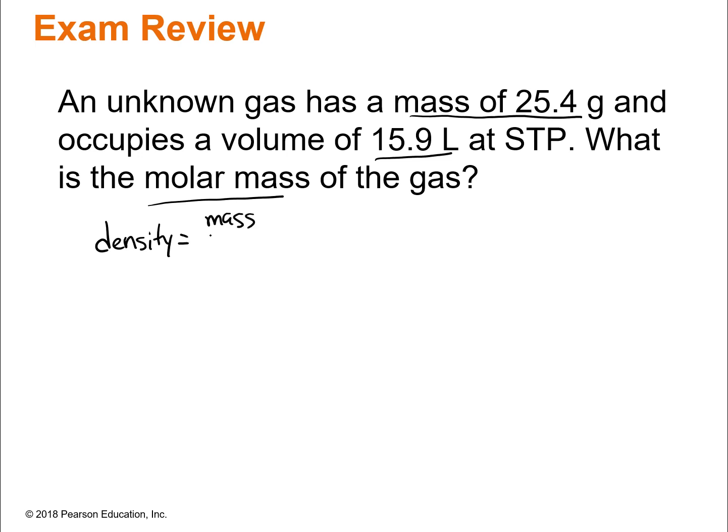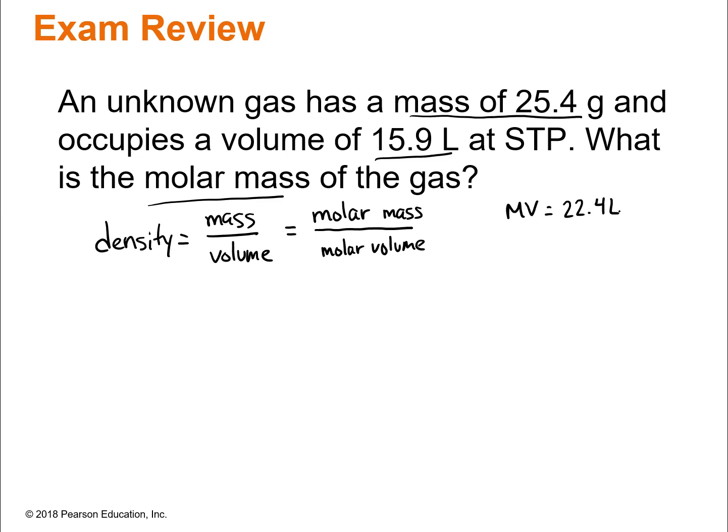We have mass divided by volume, which we talked about in Chapter 2 when we were going over the density of solids and liquids. But at STP, for a gas, the molar mass divided by molar volume will also give us the density. We know the mass and the volume, and molar volume, which I abbreviate MV, is 22.4 liters. That's just something you need to know. And that comes from the definition. If you have 1 mole of gas at STP, doesn't matter what the gas is, the volume will be 22.4 liters.